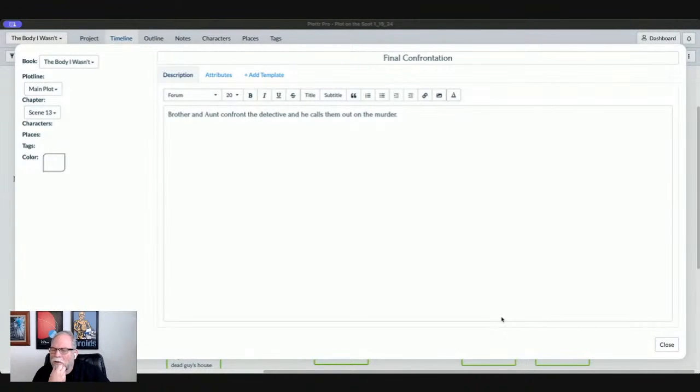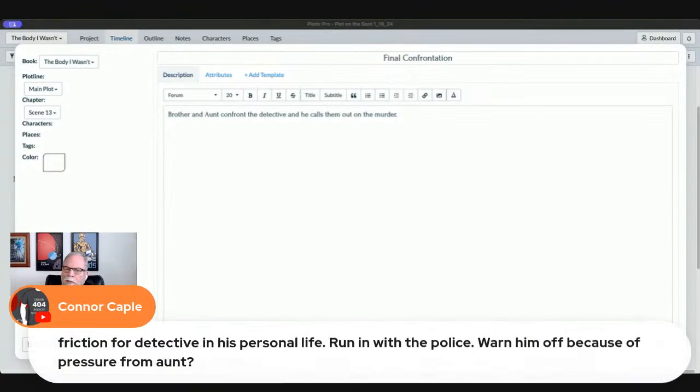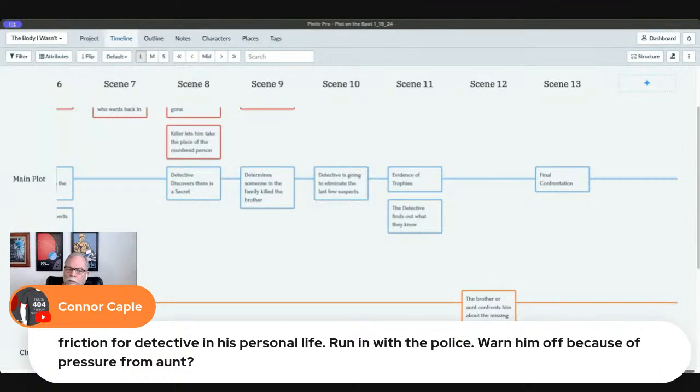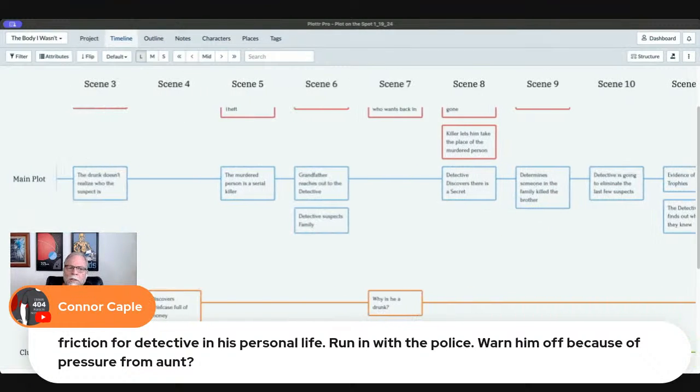The final outcome of the climax, the friction. I like Connor's comment here, the friction for the detective and the conflict is in his personal life. Run-ins with the police, warning him off because of pressure from the aunt. There's all kinds of things we can add to our subplot as well, including why our detective is drinking, and the conflict that he has with police. So that's actually a great idea, Connor. We could add some try-fail cycles along the way.